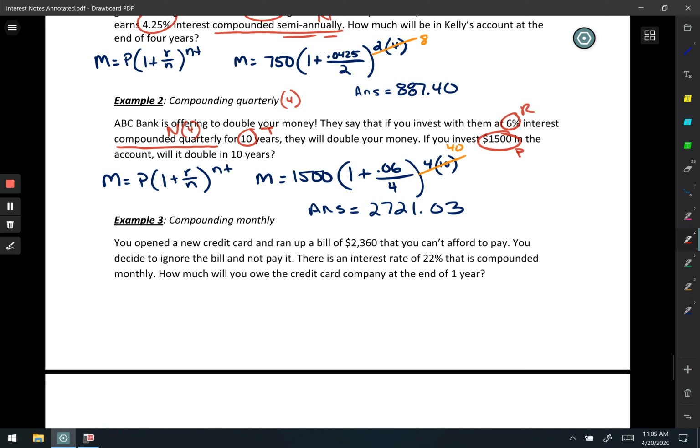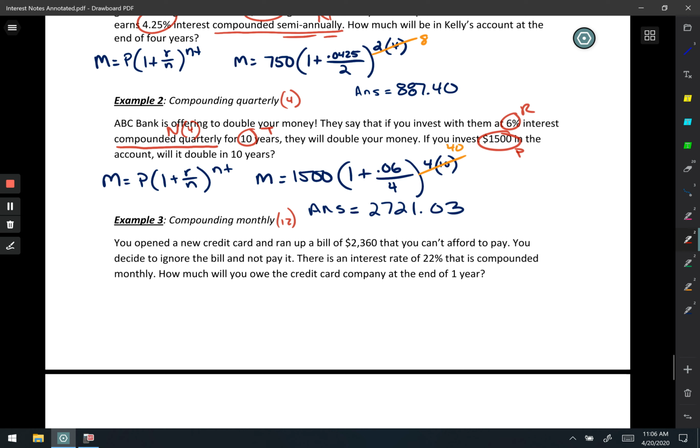All right, let's identify stuff here. Compounding monthly, I'll tell you right now, is going to be 12 times. So you open up a credit card and run up $2,360 or so to pay. Say you get a bill and do not pay it. There's an interest rate of 22% that is compounded monthly. How much will the credit card company be owed at the end of 1 year? This is not good. All right, pay your bill when it comes.